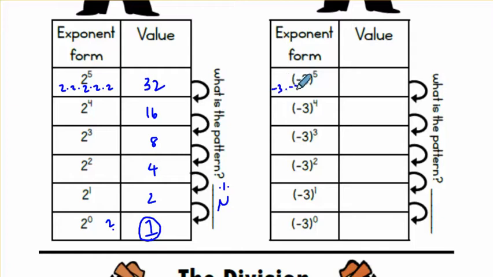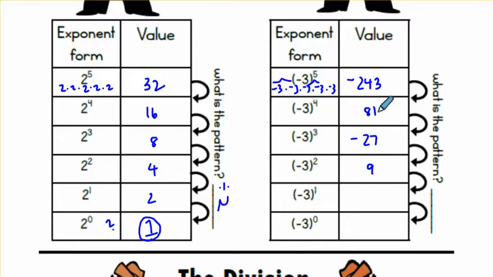Negative 3 times negative 3 times negative 3 times negative 3 times negative 3. Okay, the easiest way to do this is to think, well, these two make positive 9, and these two make positive 9, so 9 times 9 is 81, and then 81 times a negative 3 is negative 243. Negative 3 to the 4th power would be this positive 9 here, this positive 9 here. That is a positive 81. Negative 3 to the 3rd power would be a negative 27. Negative 3 to the 2nd power would be a positive 9.